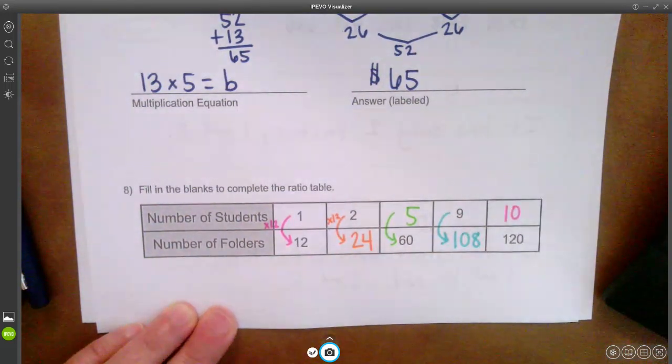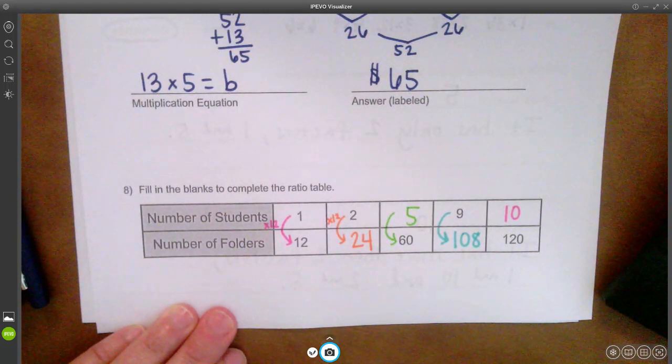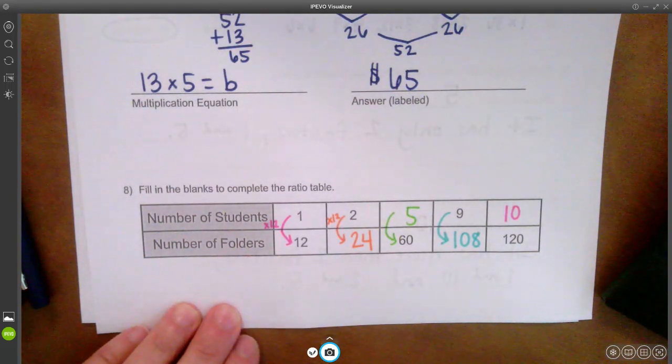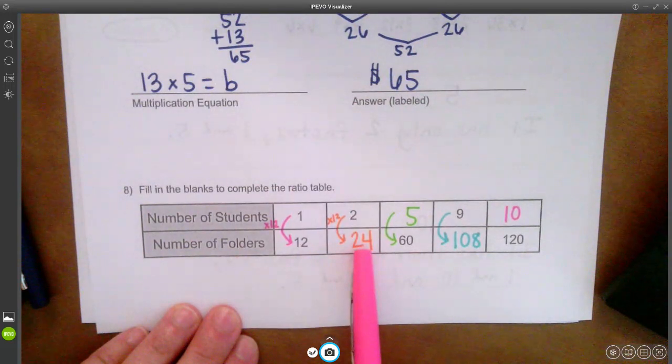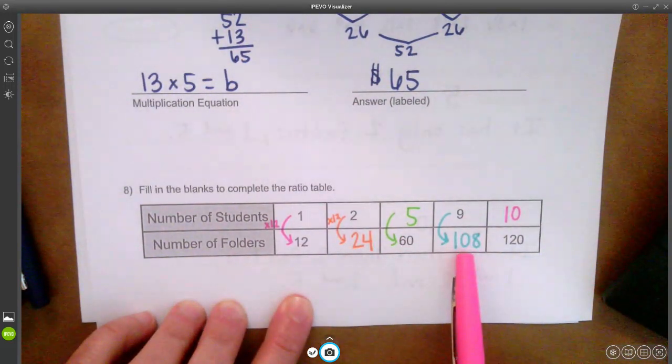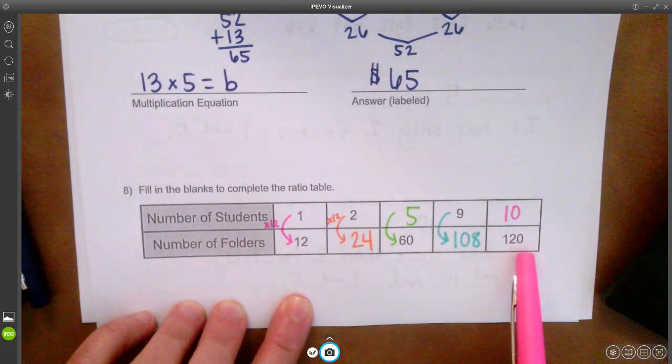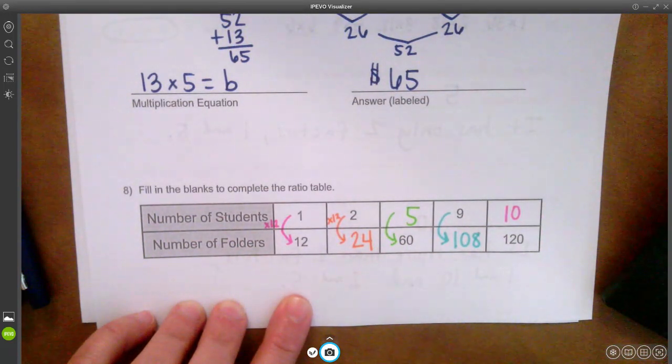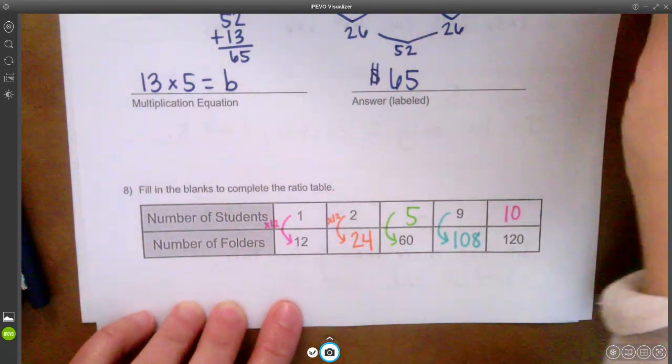So make sure that you're multiplying by 12 each time. That's the most important number in this particular ratio table. 1 times 12 is 12. 2 times 12 is 24. 5 times 12 is 60. 9 times 12 is 108. And 10 times 12 is 120. All right, think, how are you doing? Do you think you're going to feel great on the quiz later this week?